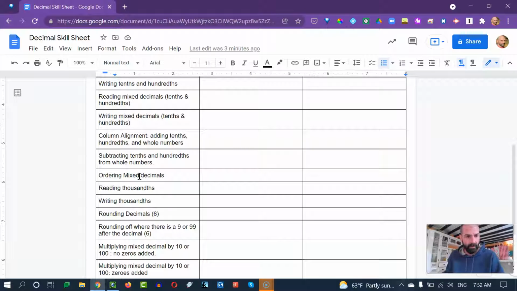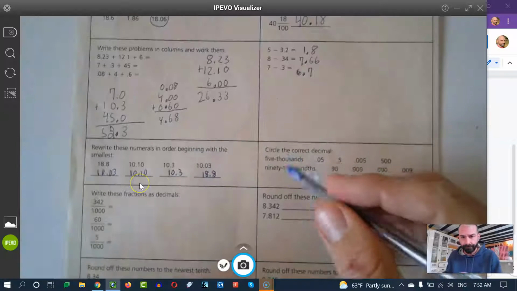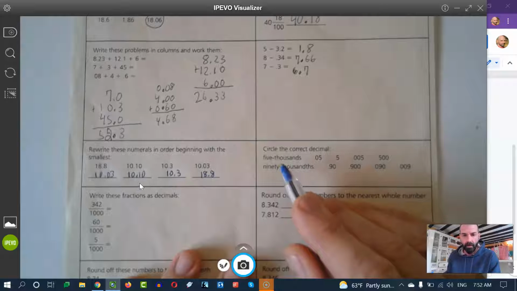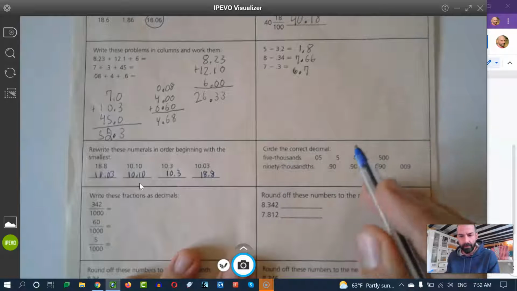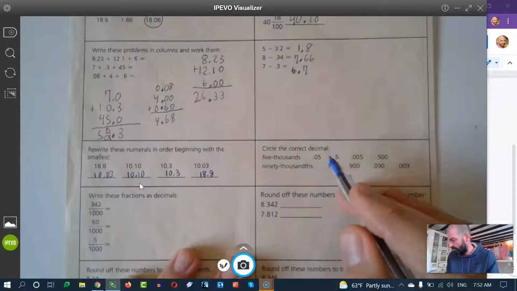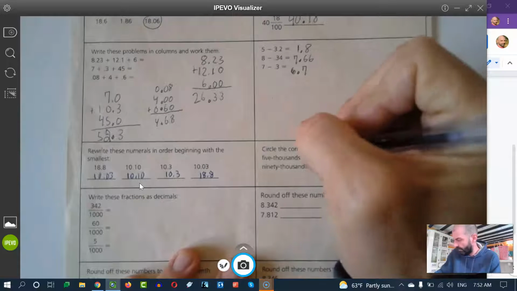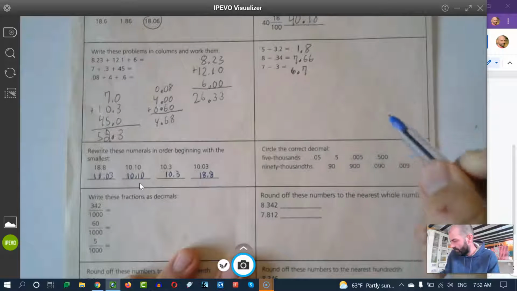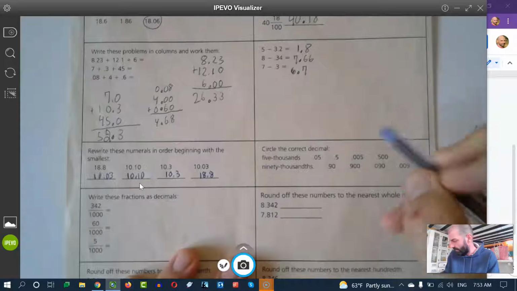Then the next one we're looking at is reading thousandths. So here, thousandths is the third place to the right of the decimal point. 5 thousandths. Oh, that's probably a typo there. That should be thousandths, T-H-S. 5 thousandths. All right, so that would be here.